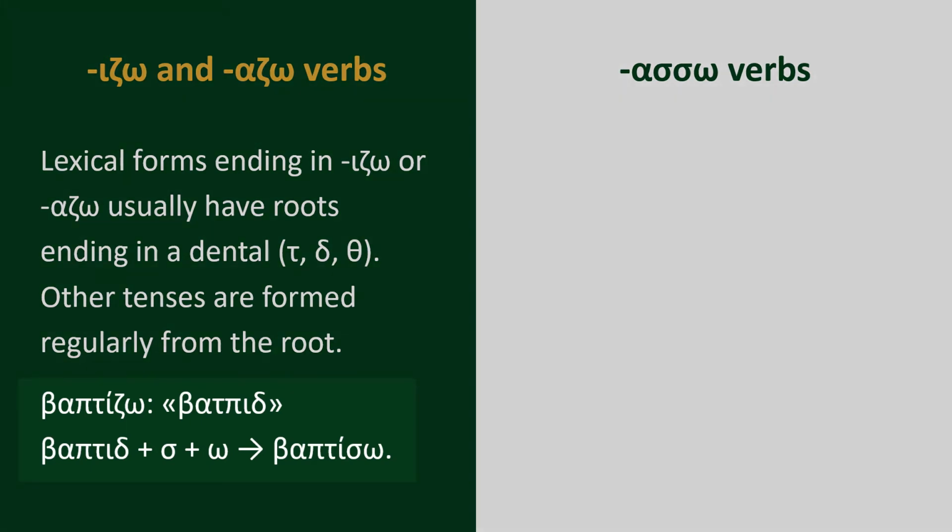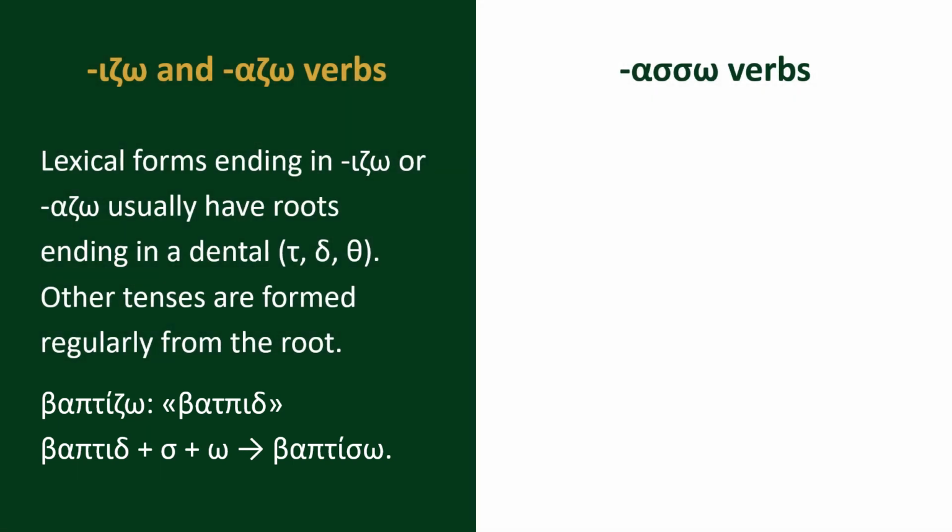One example is the verb baptizo, I baptize. The root is in fact baptid. When we form the future, we simply add the tense formative sigma and the endings to the root baptid. So we would end up with baptiso. If you had learned this pattern, it would be easy to decipher what's going on.